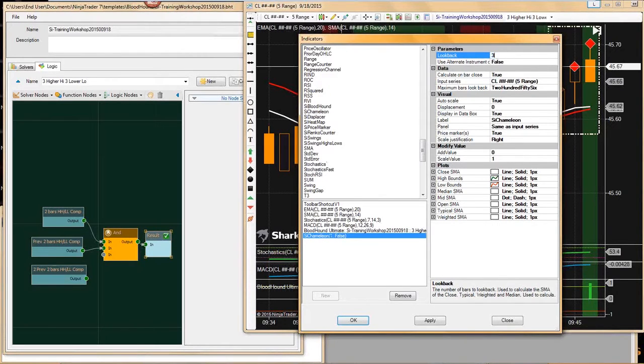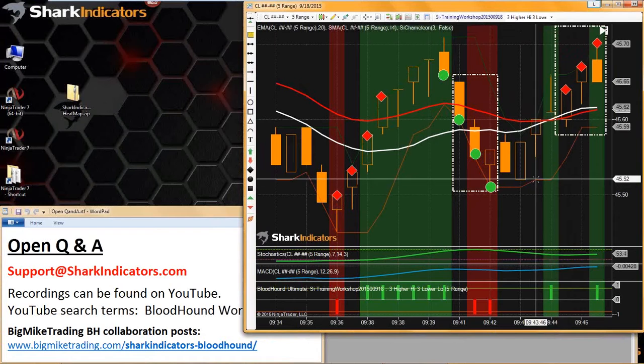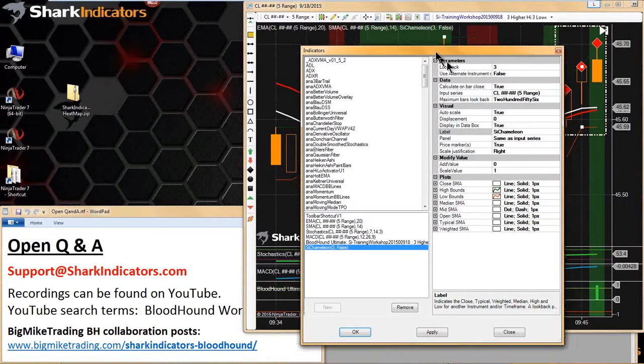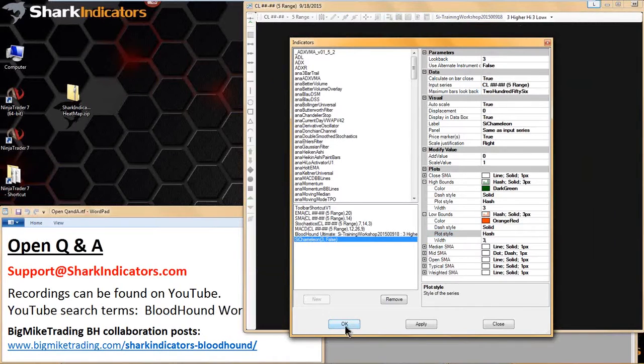So we can set our look back to 3, and Chameleon will track the lowest low or the highest high for the last 3 bars. That's right. So let's take a look at this. Hold on a sec, I'm going to change the way the plot style looks, so it's a little easier to comprehend. There we go.